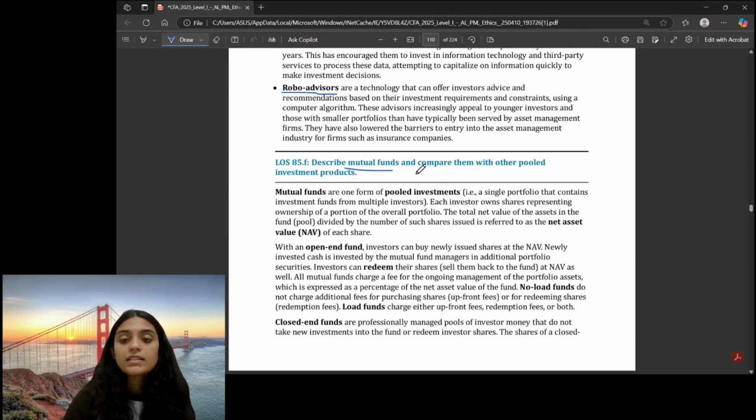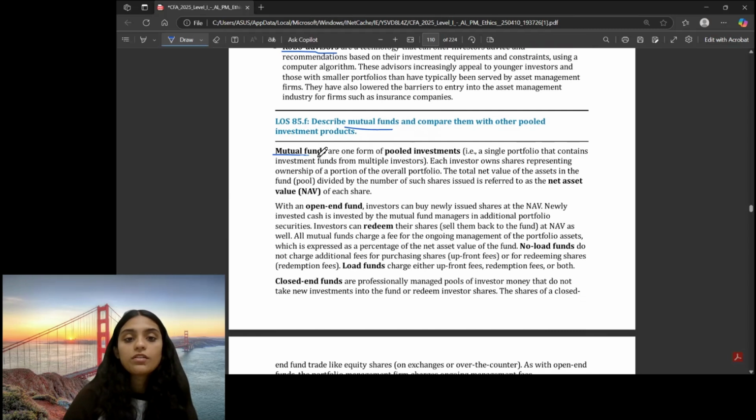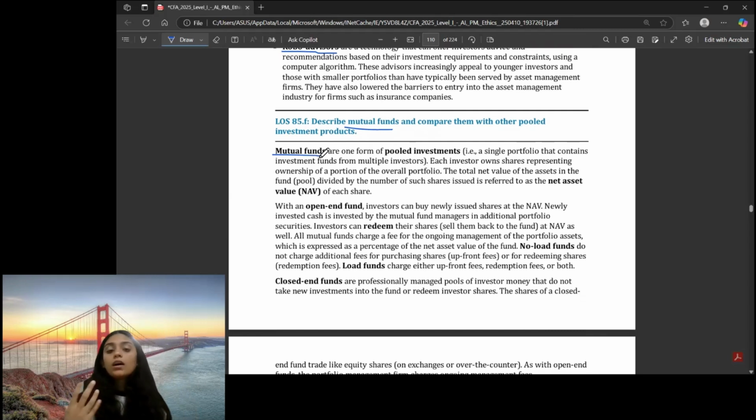Then mutual funds and comparison of them with other pooled investments. So mutual funds, as we all know, are one of the forms of pooled investments, where the fund manager takes money from the investors and invests it into different types of assets. Net asset value of each share. So, what is net asset value of each share? It is basically the total net value of assets divided by the number of shares of that particular asset.